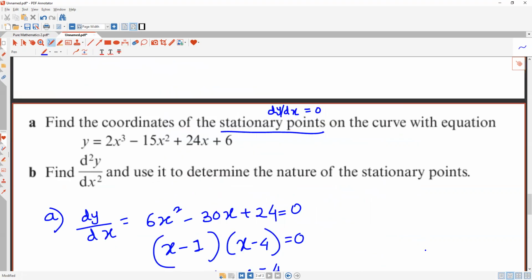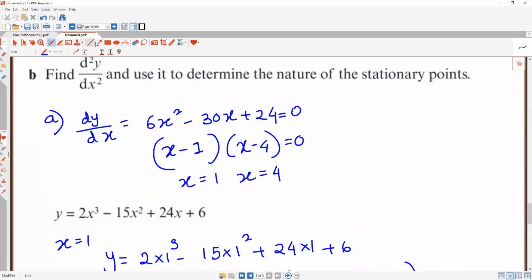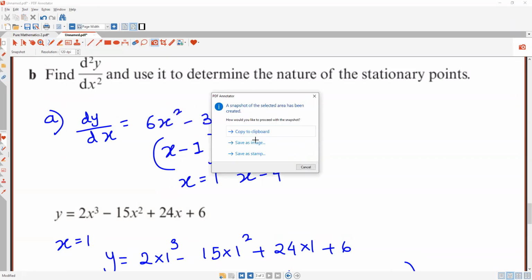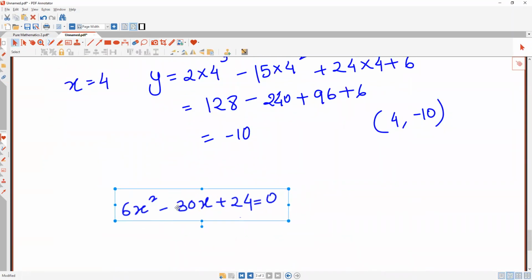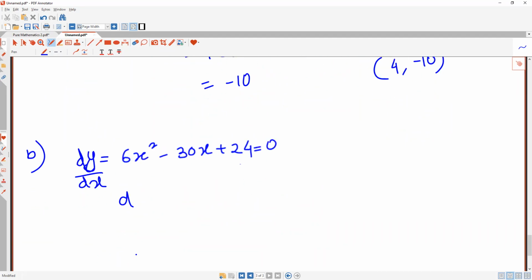Now let's do B part. They say determine the nature of the stationary point. You have to say whether it's a maxima or a minima. For that, you need to do what? Double differentiation. So let me do double differentiation of this. This is B part. Okay, so y is equal to this, dy by dx equals to that. Now double differentiation is, please write them cleanly and neatly. d square y divided by dx square is equal to 12x minus 30.